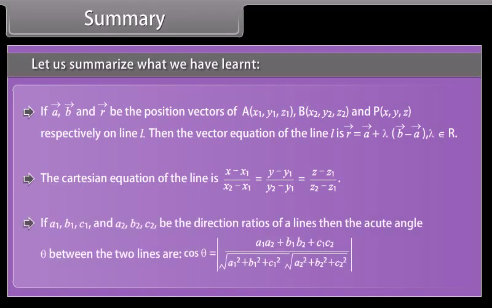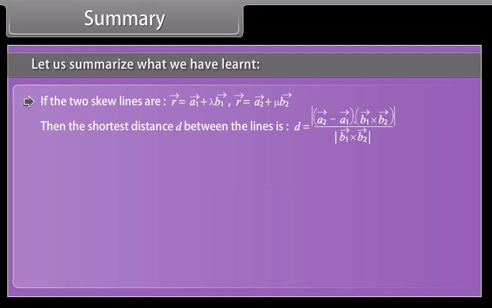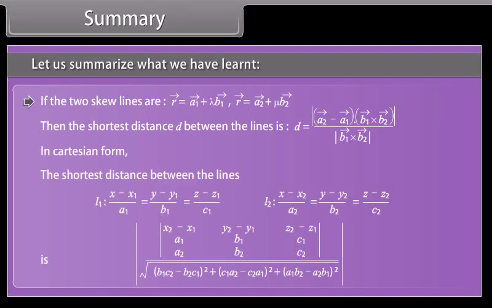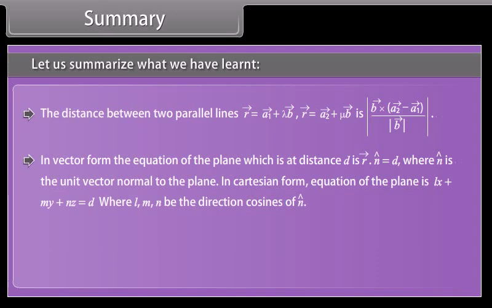If a1, b1, c1 and a2, b2, c2 be the direction ratios of two lines, then the acute angle theta between the two lines is as follows. If the two lines are skew, then the shortest distance d between the lines is, in Cartesian form, as follows. The distance between two parallel lines is as follows. In vector form, the equation of the plane which is at distance d from the origin is as follows, where cap n is the unit vector normal to the plane.